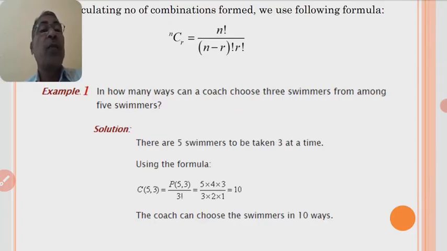In how many ways can a coach choose 3 swimmers from among 5 swimmers? There are 5 swimmers to be taken 3 at a time. Using the formula of combination, we can choose 3 swimmers from the 5 swimmers as P of 5 comma 3 upon 3 factorial, that is equal to 5 into 4 into 3 upon 3 into 2 into 1, that is equal to 10. The coach can choose the swimmers in 10 ways.